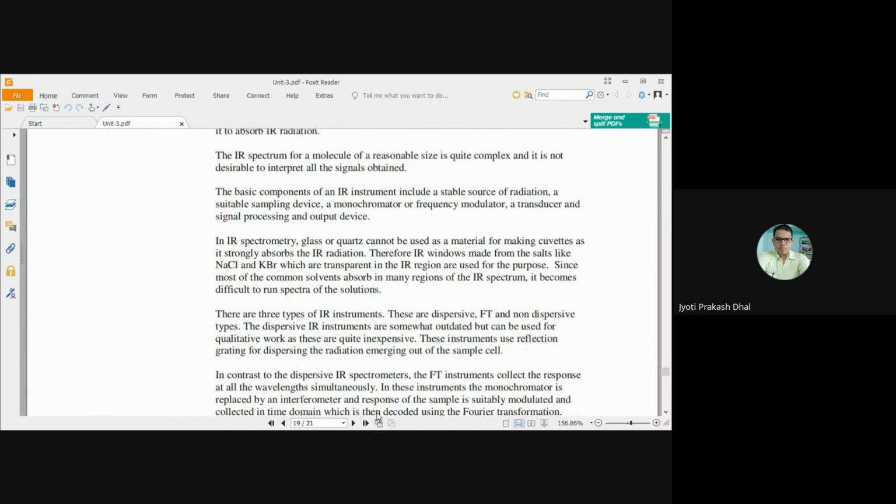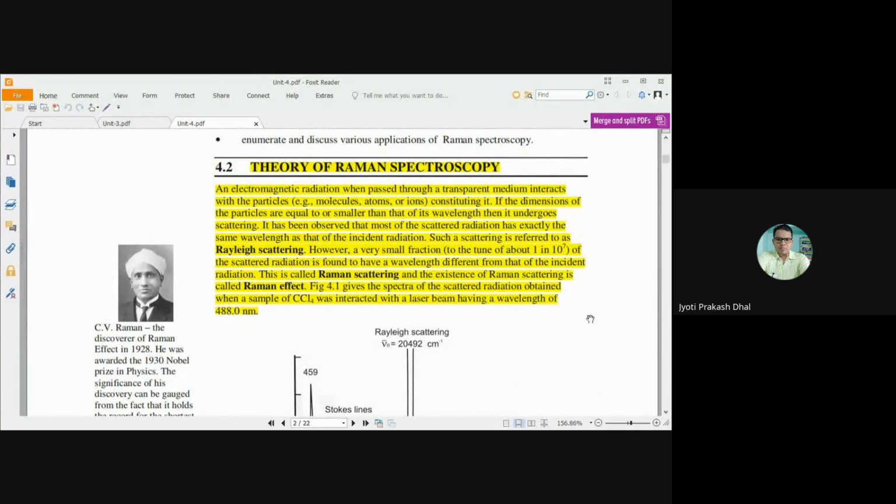So now we will discuss the next chapter, that is called Raman spectrum. The next one is Raman spectrometry. So first we'll discuss the theory of Raman spectroscopy.